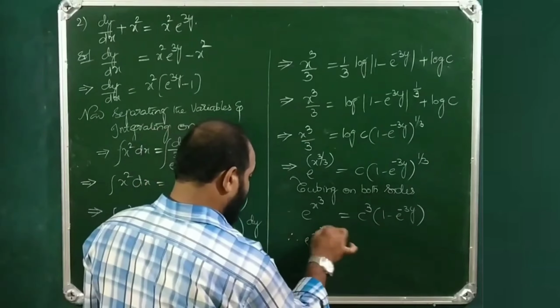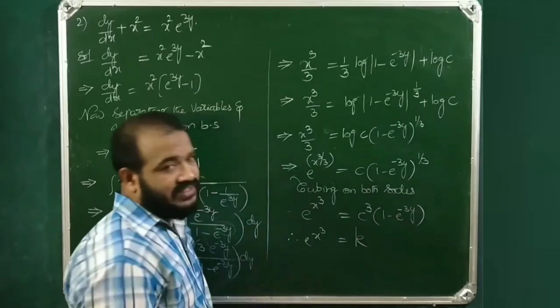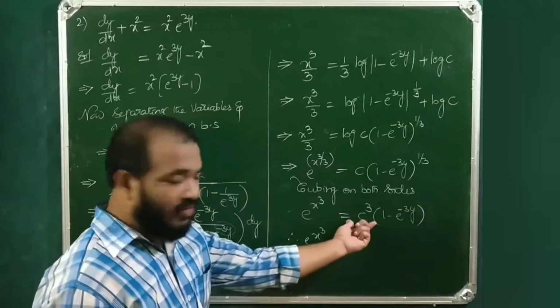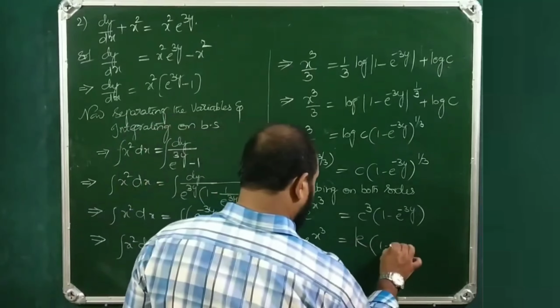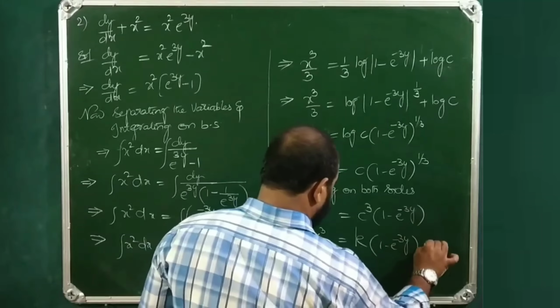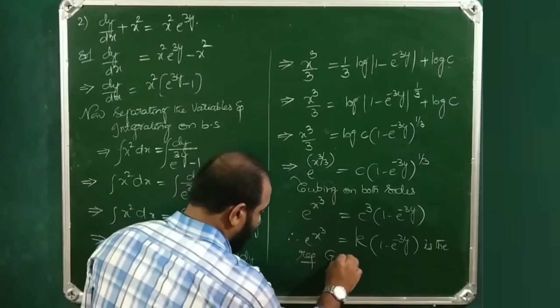e power x cube is equal to, this c cube can be taken as k according to the answer that is given in the textbook. C cube is a constant. Let us take k as the constant. So k into 1 minus e power minus 3y is the required general solution.